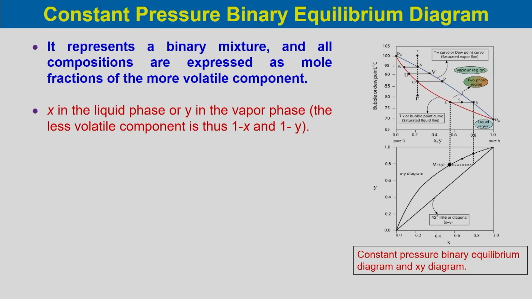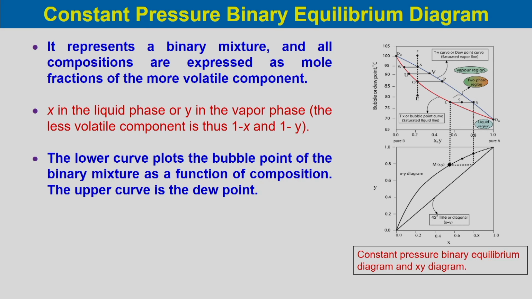So, x is the liquid phase and y is the vapor phase. If we know x and y, we can also calculate the composition of the less volatile one by subtracting from 1. So, 1 minus x would be the less volatile in the liquid phase and 1 minus y would be the less volatile in the vapor phase.